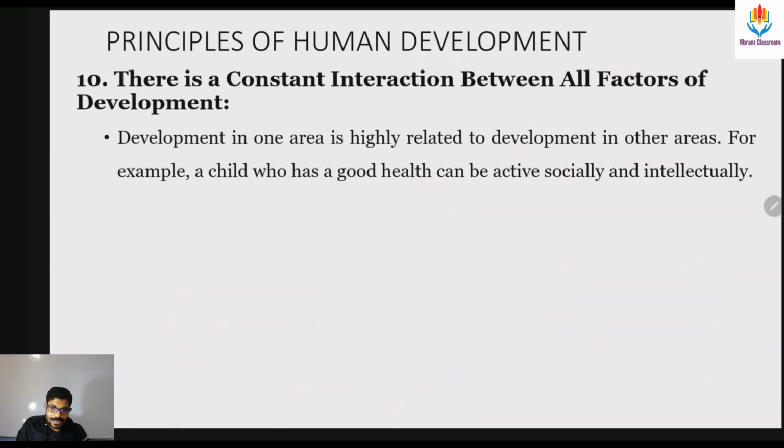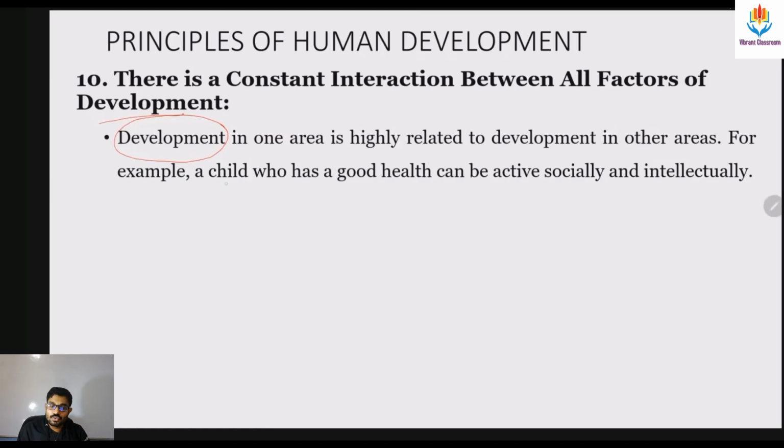So come to the next point, that is, there is a constant interaction between all factors of development. Development in one area is highly related to the development of other areas. That means if some developmental processes occur in some area of the body or a mental aspect, then we find other parts also develop as well.